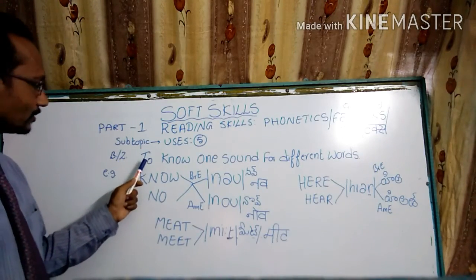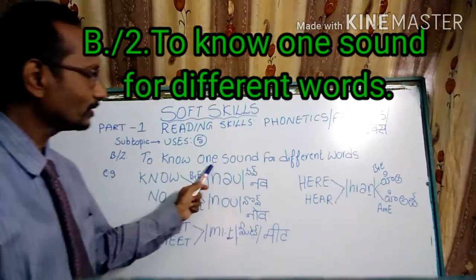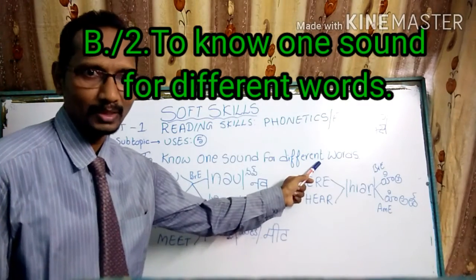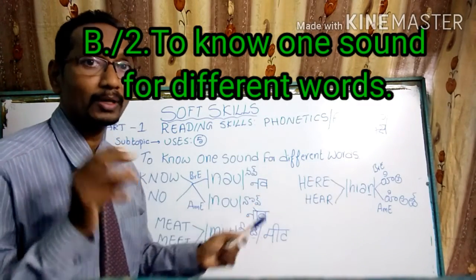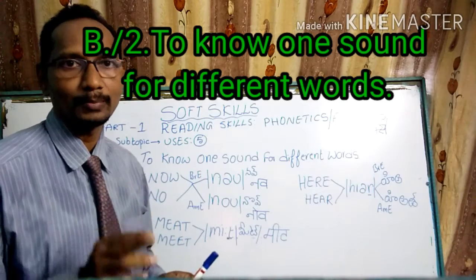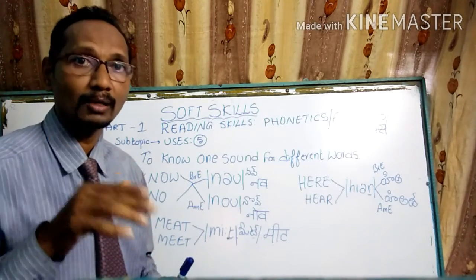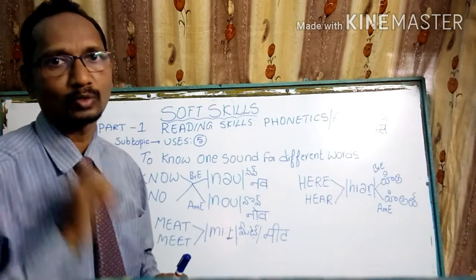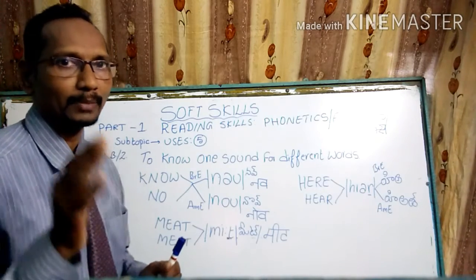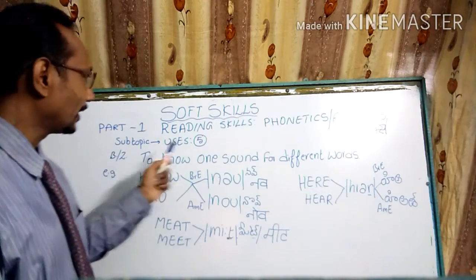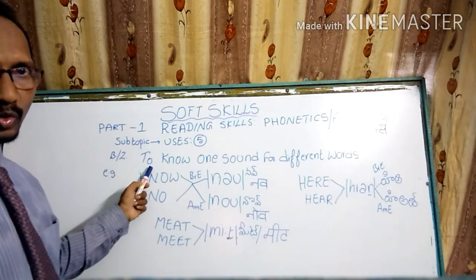Second use: to know one sound for different words. That means there are different words, but they are pronounced in one accent only. So I am giving you some examples regarding the second use.